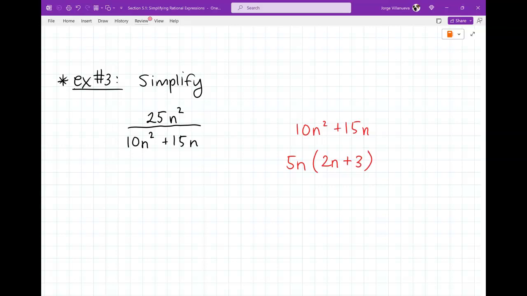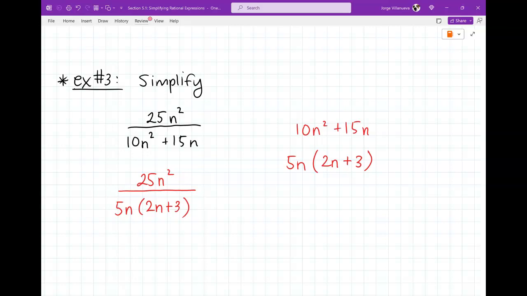Now, just because I factored it once doesn't mean I'm just going to move on. I'm going to look at my binomial and ask myself, does 2n plus 3 have a GCF? Is there anything in common with 2n plus 3? No, right? Is it a difference of two squares, 2n plus 3? No, it's a plus, so it can't be a difference. And we just said there's no GCF, so we're done. I'm going to write this out. The top, 25n squared, nothing happened there. The bottom, 5n times 2n plus 3.